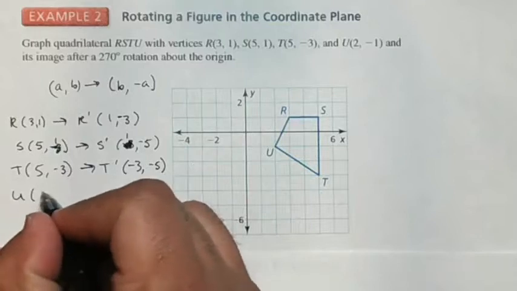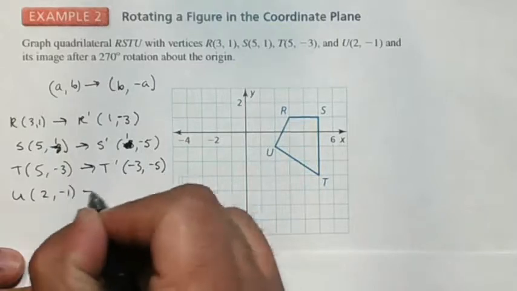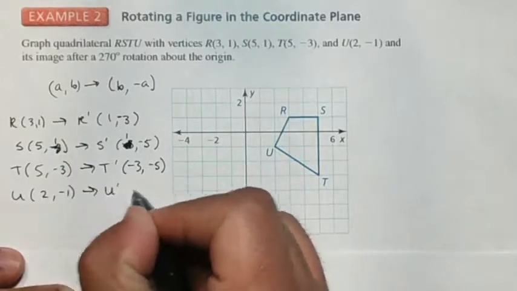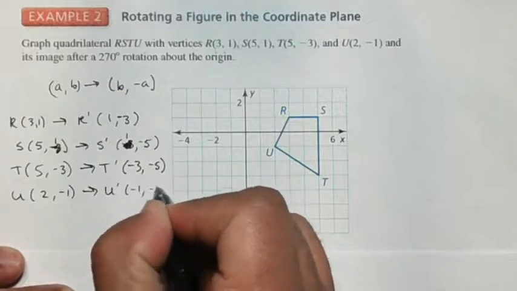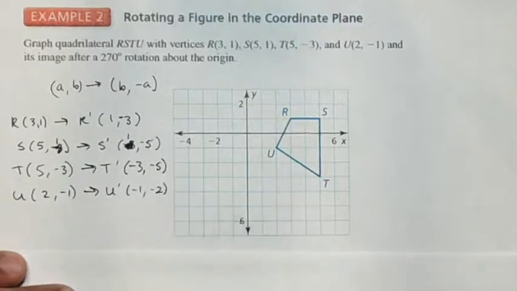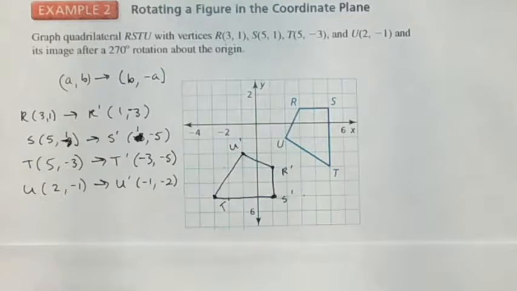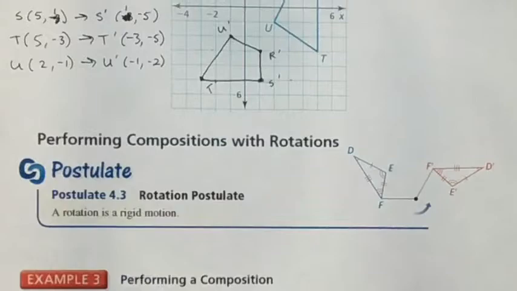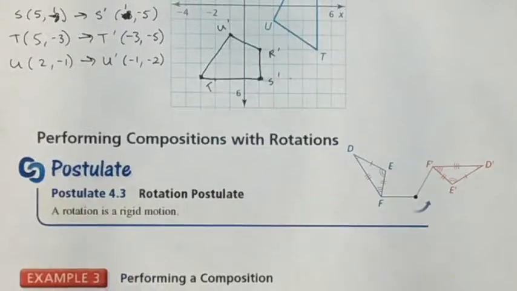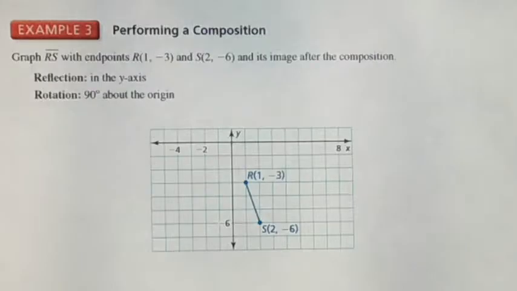U is going to get mapped to 2, or it is 2, negative 1. We're going to map that to negative 1, negative 2. Alright, so we're going to graph these. When we graphed it on the coordinate plane, this is what we get. And as we talked about with the other transformations, the translation and reflection, a rotation is also considered what's called a rigid motion.